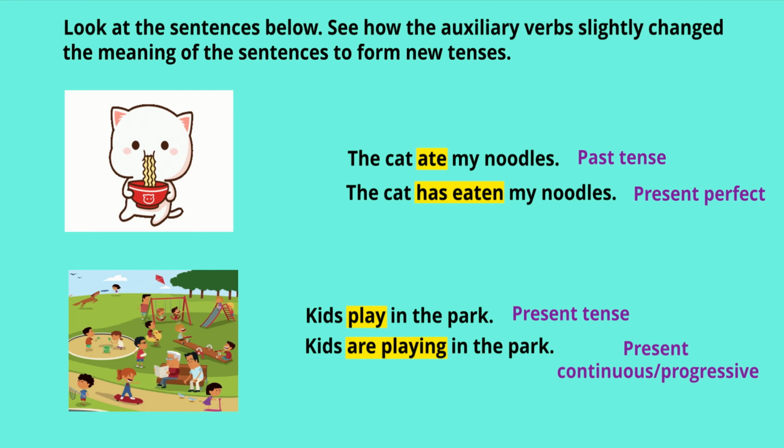This is present perfect. In the second visual, what do you see? You see a park and there are kids playing. Let's see the sentence. Kids play in the park. This is a general statement that kids play in the park. And here, play, this sentence would be in present tense. If we modify that with an auxiliary verb, it becomes kids are playing in the park. That means the event is happening right now. So it is present continuous or progressive. That means kids are playing. They are still in the park playing. Okay? So it will be present continuous or progressive.